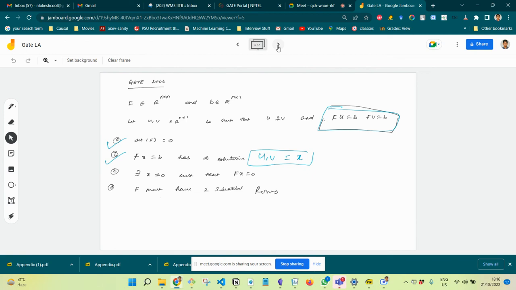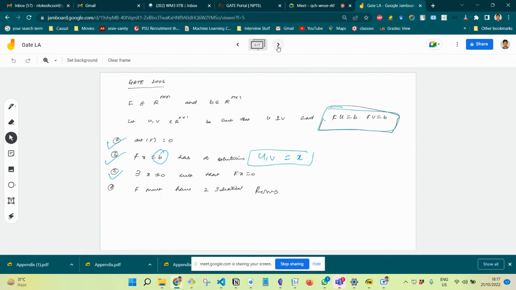right? Now, option C, they are saying there exists x that is non-zero that has Fx equal to 0, right? And this also we saw in the previous class when we saw system of linear equations, the homogeneous system of linear equations. In homogeneous system, basically B will be equal to 0, and when B is equal to 0, if you have only one solution, then basically you just have the trivial solution, that is x equal to 0.